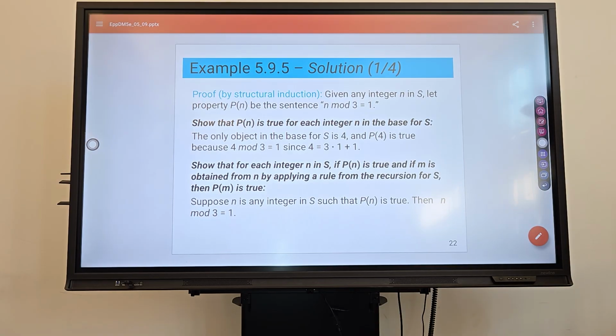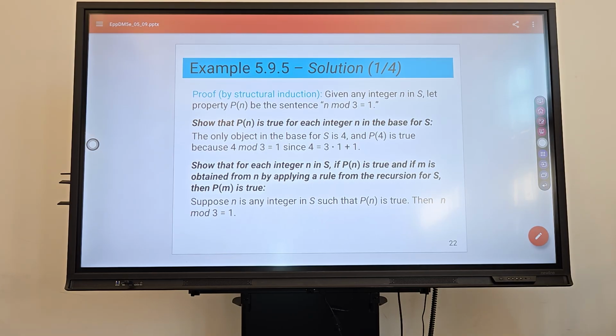Well, given any integer n in S, let property P(n) be the sentence n mod 3 equals 1. Show that P(n) is true for each integer n in the base for S. P(4) is true because 4 mod 3 equals 1, since 4 equals 3 times 1 plus 1. We should now show that for each integer n in S, if P(n) is true, and if m is obtained from n by applying a rule from the recursion for S, then P(m) is true.